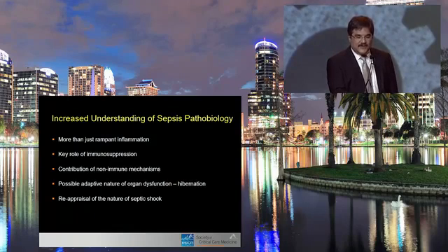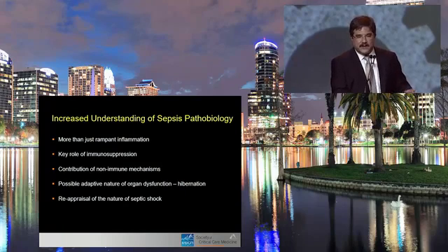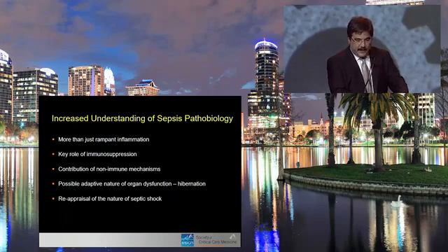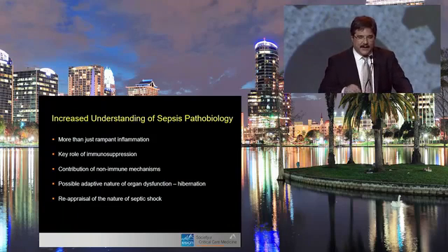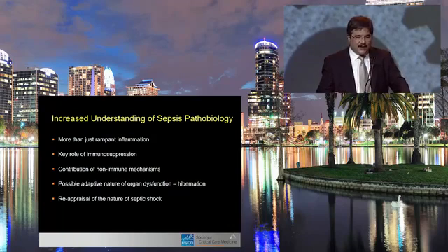There's a contribution of non-immune mechanisms, for example, the endocrine system or the central nervous system. There is a possible adaptive nature of organ dysfunction. For example, vasodilatation in the face of inadequate delivery of some substrate to an organ or to a cell is clearly an adaptive response, even though it might result in a decrease in blood pressure. And finally, there has been a reappraisal of the nature of septic shock in light of increased understanding of organ dysfunction.